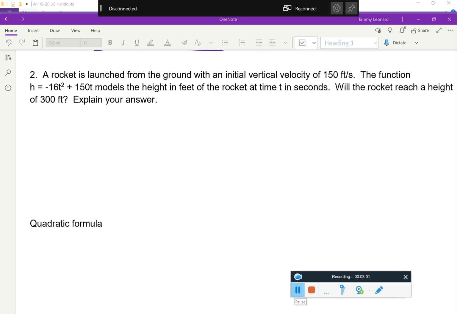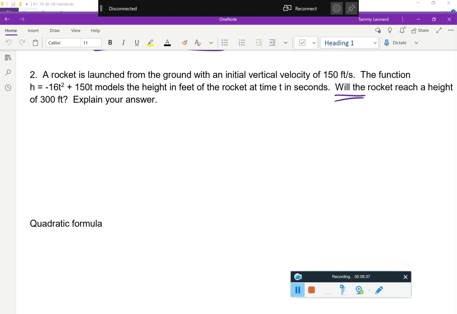So taking a look at problem number 2, it says a rocket is launched from the ground with an initial vertical velocity of 150 feet per second. The function h equals negative 16 t squared plus 150 t models the height in feet of the rocket at time t seconds. Will the rocket reach a height of 300 feet? Okay, not when, but will it happen at all? Does that make sense to everybody, that distinction? It's not saying how long will it take before the rocket's at this height, because that would necessitate an actual solution.